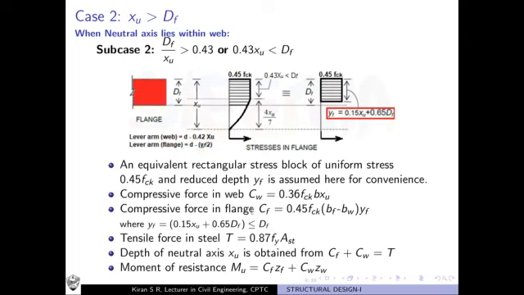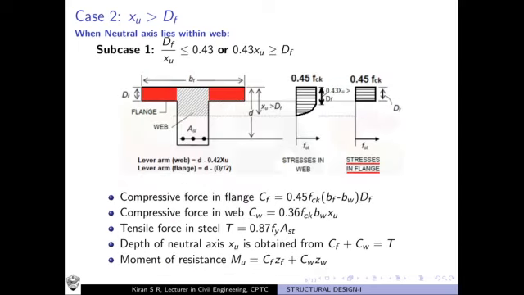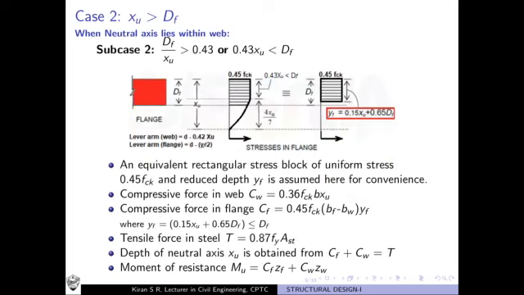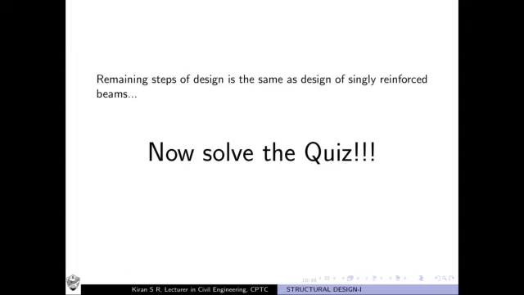Everything else is the same. The equations are similar, as in subcase 1. In subcase 2 the equations are the same as subcase 1, the only difference being that the depth of flange df is replaced by yf. Once we determine the depth of neutral axis and the moment of resistance, it is easy to compute the rest. You can make use of these sets of equations both for analysis as well as design, and the design steps are exactly the same as for singly reinforced beams.